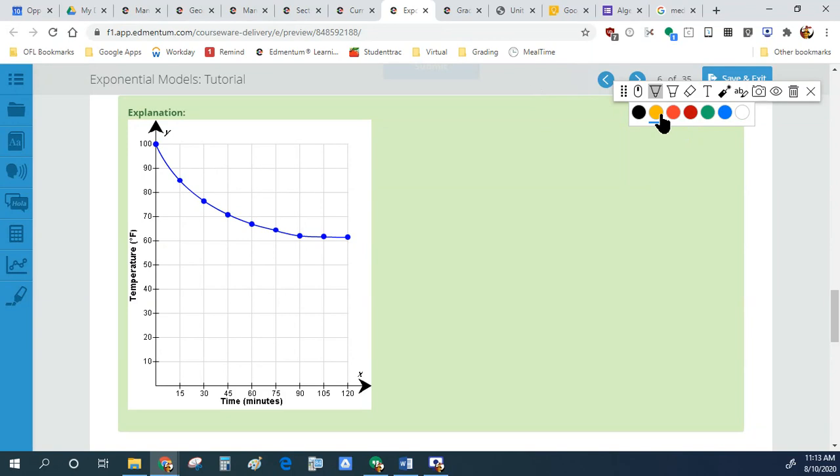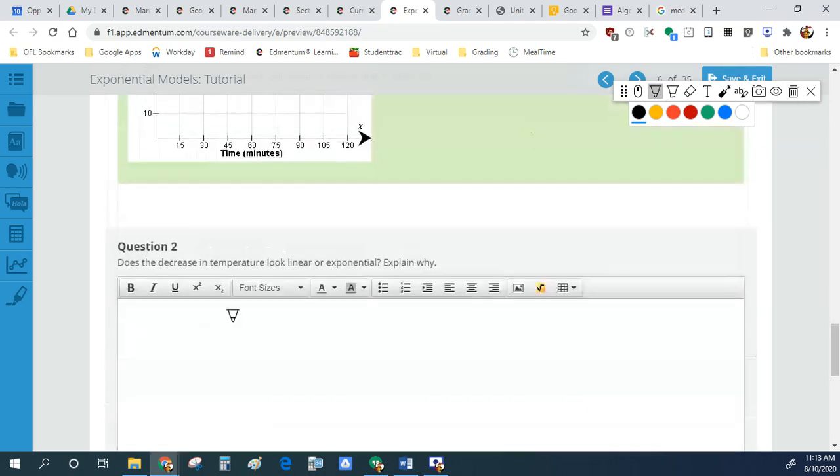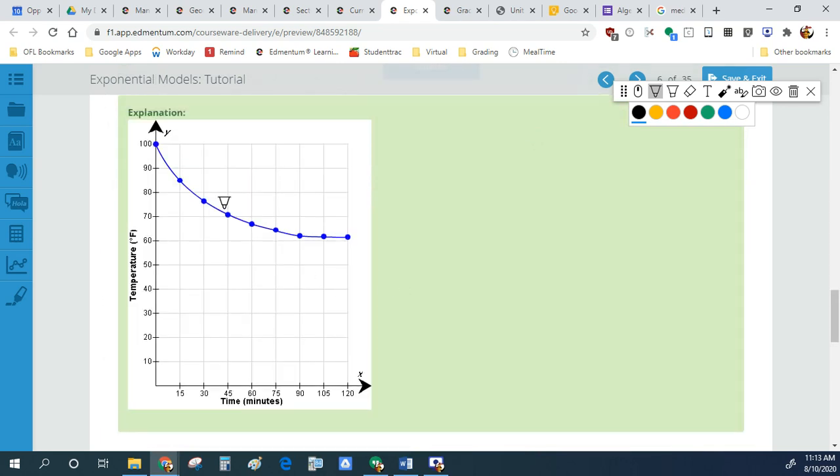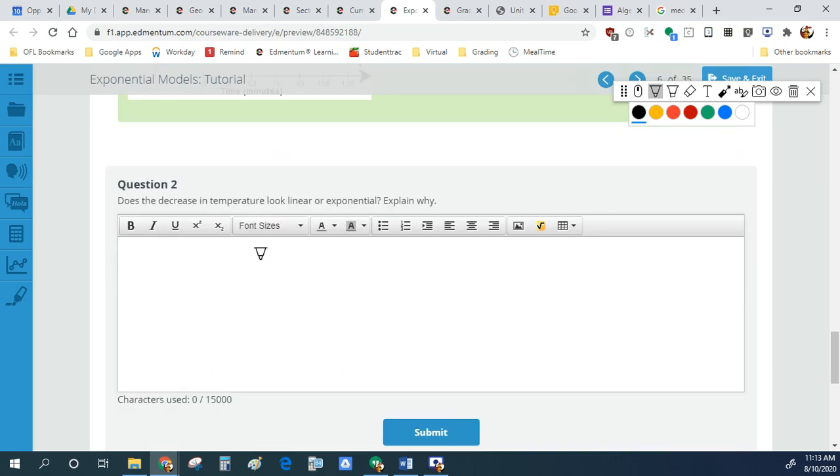The main idea with exponents is that they have a really fast rate of change. If you look at the slope between this point and this point, it's really big, versus here where the slope starts getting smaller and smaller. So this is an exponential decay. It starts decreasing at an exponential rate. Does the decrease in temperature look linear or exponential? We're going to say exponential because the rate of change keeps decreasing.